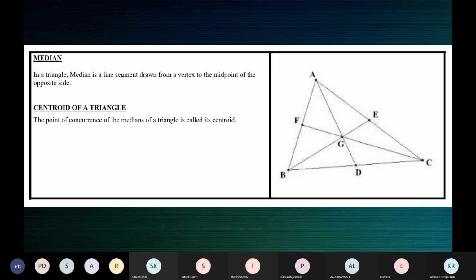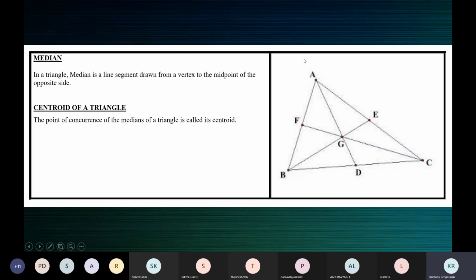Now, a very important property is that the centroid divides the median in the ratio 2:1. That is AG by GD. Take up the median AD. Look at the median AD. G lies on AD. Does G lie on AD? Yes, ma'am. Now G is the point of division.